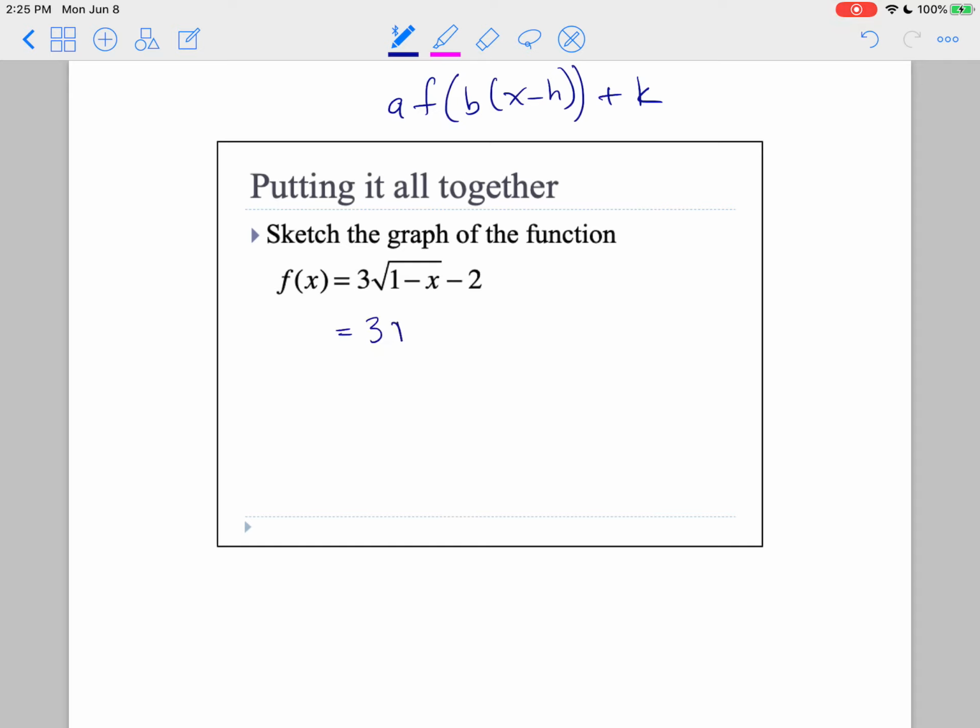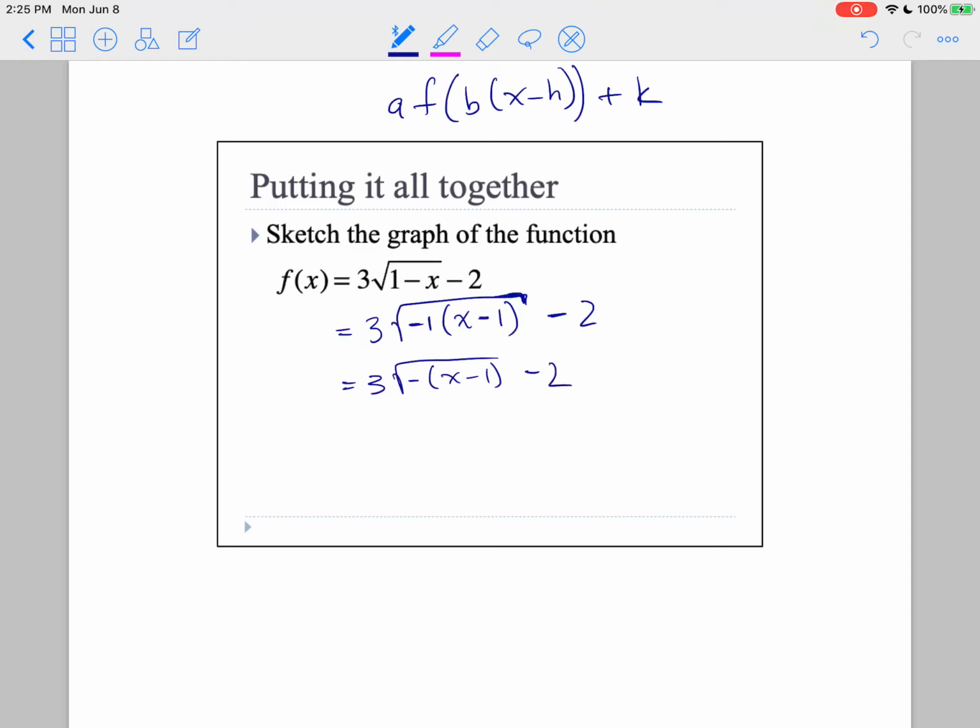And so what I'm going to do is factor out a negative 1 from underneath here. If I factor out a negative 1, I'm left with x minus 1. And then I'm going to finish my house here, and then minus 2 is outside of the function. So you might see this as 3 times the square root of negative x minus 1 minus 2.